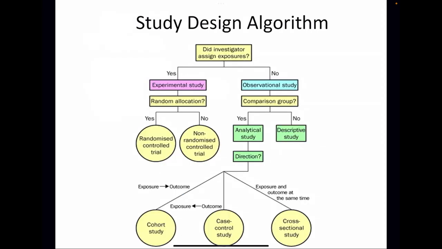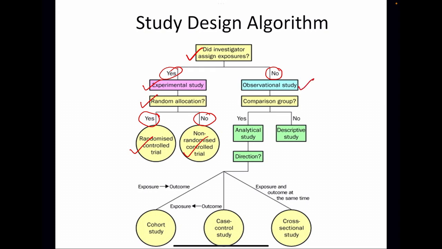But when we look at causality, that is, at the risk factors and the effect of interventions, we have this study design algorithm. We need to ask one single question: whether the investigator assigned any exposure or intervention. If yes, then it is an experimental study. Then we ask the second question: whether we are doing random allocation of the study participants into different groups. If yes, that is, the participants are allocated on the basis of randomization into different groups, then it is a randomized controlled trial. If there is no random allocation of participants into different groups, then it is called a non-randomized trial.